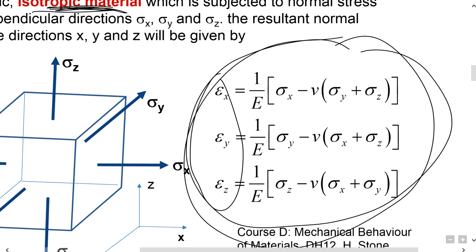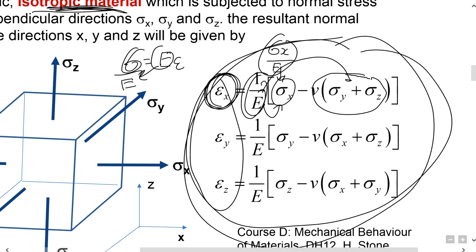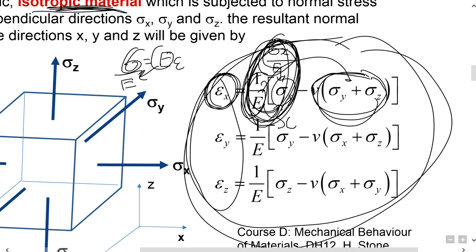Your strain in the X direction, if you think about it, Hooke's law is stress equals E times strain. So if I bring this E downwards, I'll have stress over the Young modulus, which is this one. Correct? 1 over E times this one, and then 1 over E times this one is the strain in other directions. So in other words, this big portion over here is the strain in the X direction, only purely for the X direction.